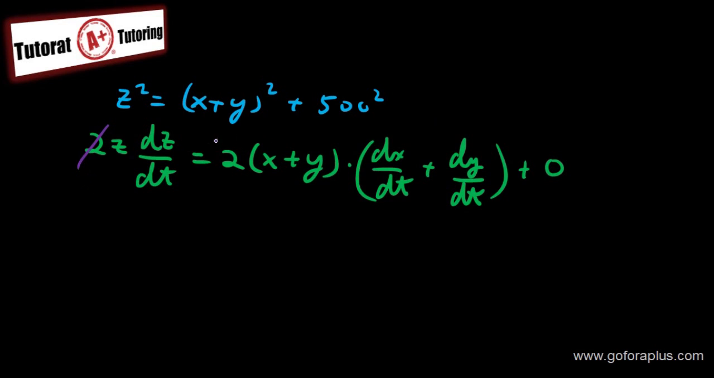Now I know that this 2 and this 2 can cancel out, right? Because I have 2 on both sides, the 2s cancel out. I just need to isolate dz over dt, right? That's what I need to find. So this whole thing divided by z. But what is x and what is y? Okay, because I know what dx over dt and dy over dt are. I just need to solve for x and y.